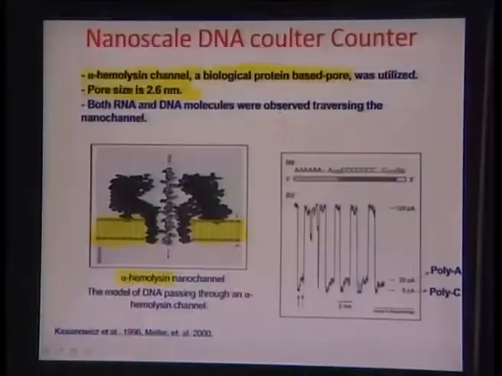So the pore size illustrated here on this alpha hemolysine is about 2.6 nanometers. And as I have indicated before, one helical turn of a DNA is about 2 to 3 nanometers in size, and so it very well matches with the 2.6 nanometer pore size on the alpha hemolysine protein.